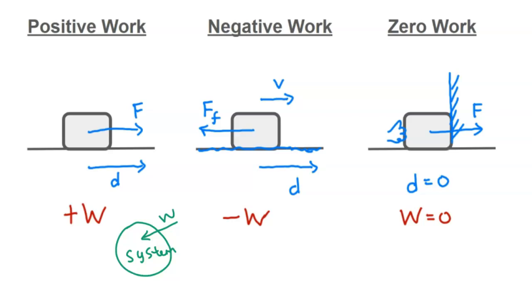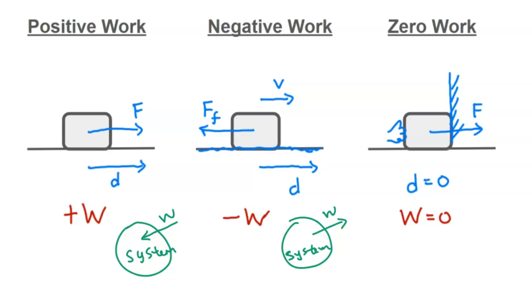Now, what do we mean about negative work? Using our system representation here and energy of our system, what's going on is that work is moving energy out of our system. In this case, this block on this rough surface is going to slow down. And so the kinetic energy of this block is going to decrease.